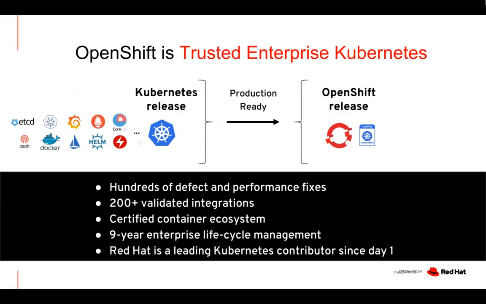So Red Hat with OpenShift as the trusted enterprise Kubernetes removes all of this complexity from the customer and brings you one enterprise product that leverages all of these technologies that you see on the left and the Linux operating system, and gives you the industry most secure, enterprise-grade container platform that has existed for over 5 years, with over 2,000 customers today, with hundreds of defect and performance fixes in each release, with a 9 years enterprise lifecycle management, with certified container ecosystem, and with over 200 validated integrations. And this is the experience that we give our customers, the trust of a working platform, tested, certified, and with a lot of certifications and industry proofs around it.